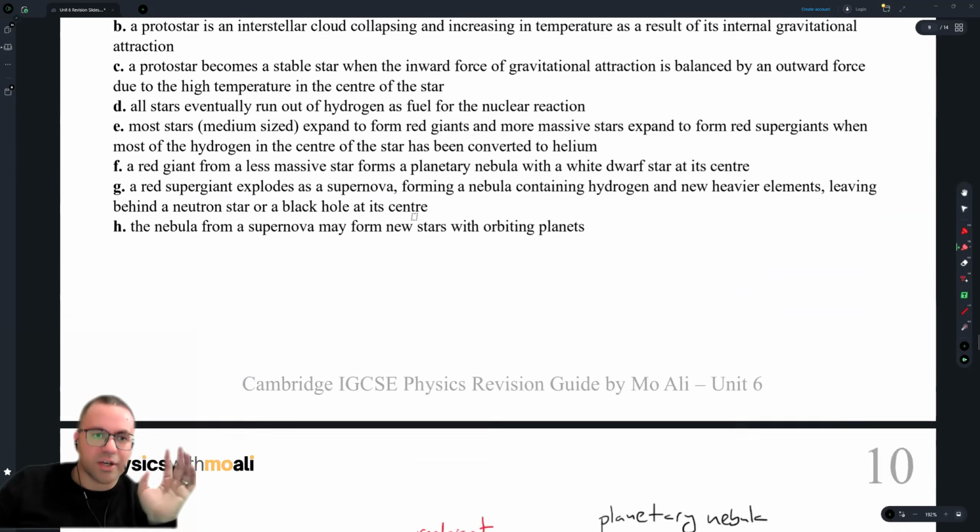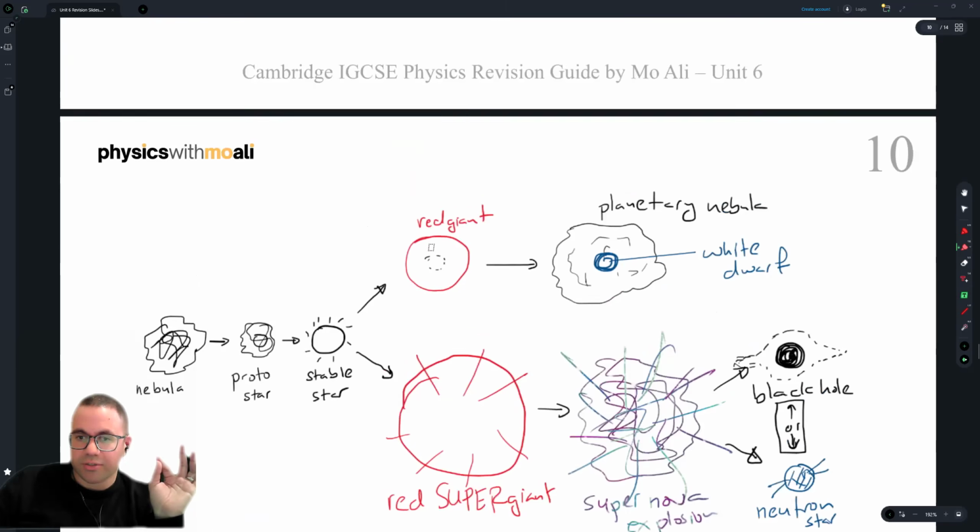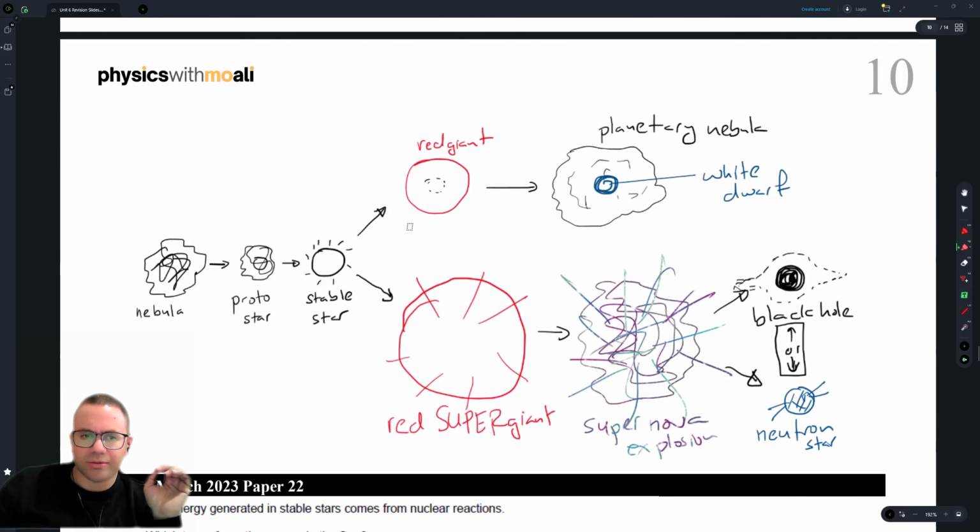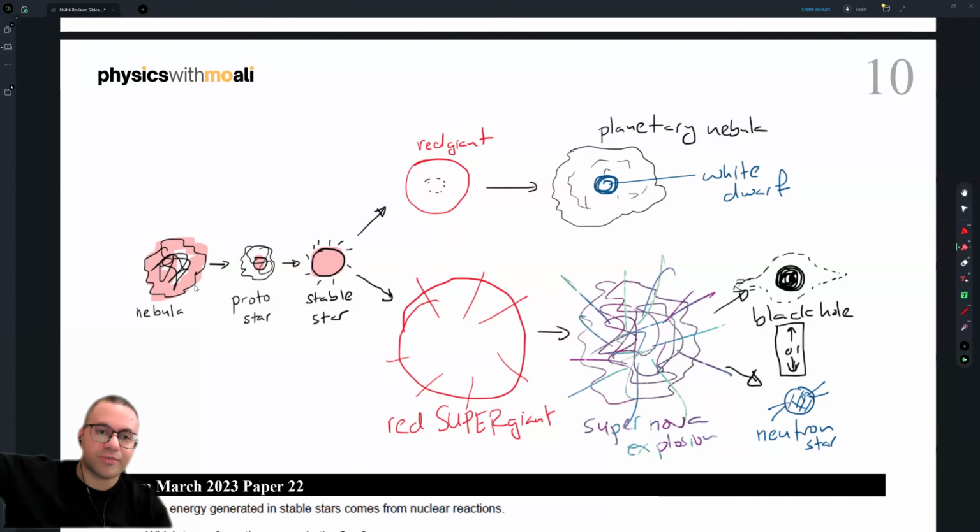Like the text is here. I want to focus more on the pictures for now so you understand what's going on. You can go up and read those. Like we earlier said, a solar system starts forming when you have a nebula, and then in the nebula you have a protostar, and then it forms a stable star when the inward force of gravity equals the outward force of the heat from the nuclear fusion reaction.